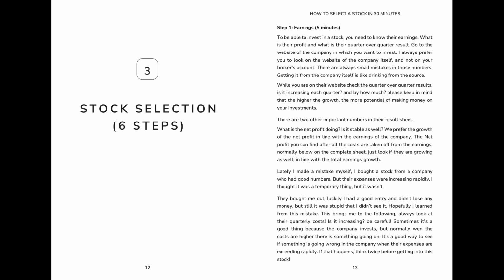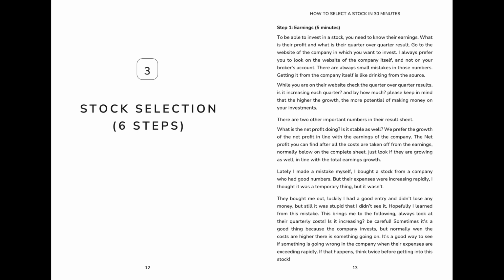While you are on their website, check the quarter-over-quarter results. Is it increasing each quarter? And by how much? Please keep in mind that the higher the growth, the more potential of making money on your investments. There are 2 other important numbers in their result sheet. What is the net profit doing? Is it stable as well? We prefer the growth of the net profit in line with the earnings of the company. The net profit you can find after all the costs are taken off from the earnings, normally below on the complete sheet. Just look if they are growing as well in line with the total earnings.